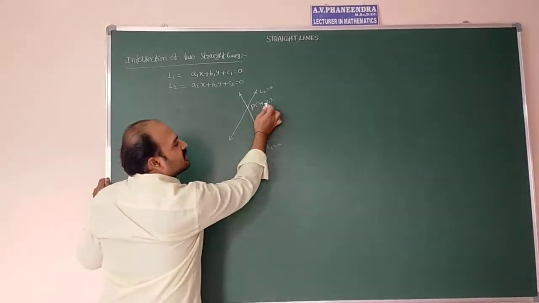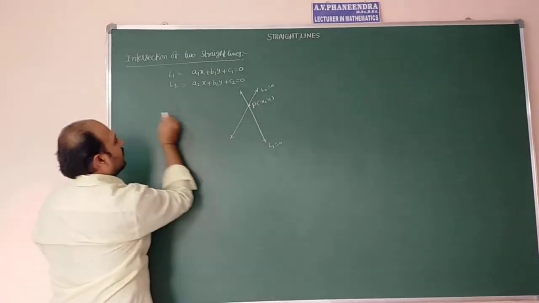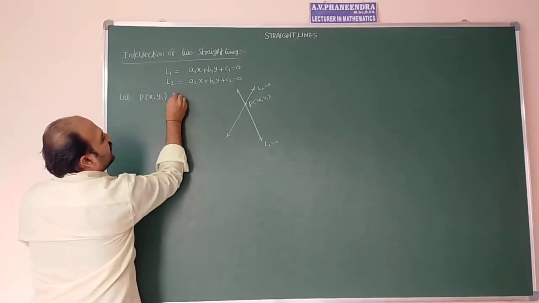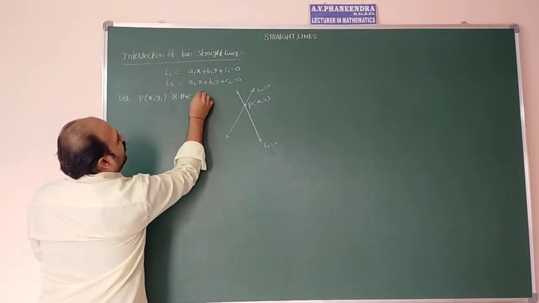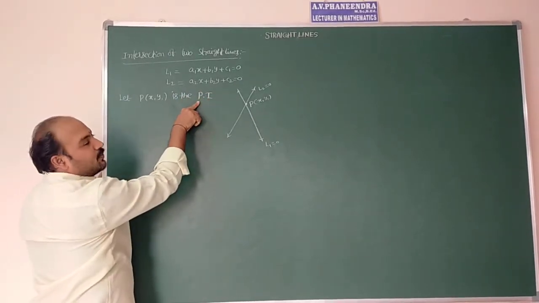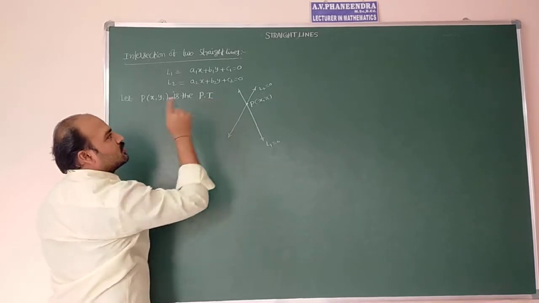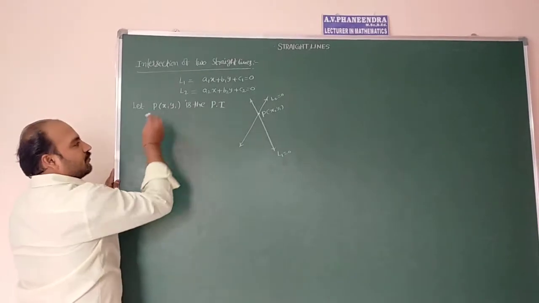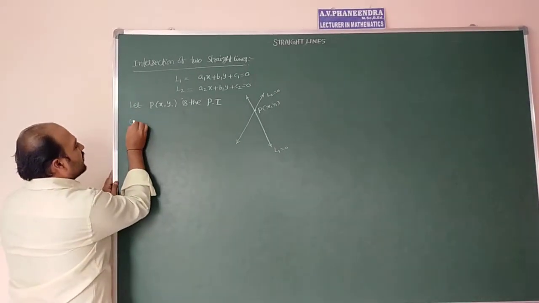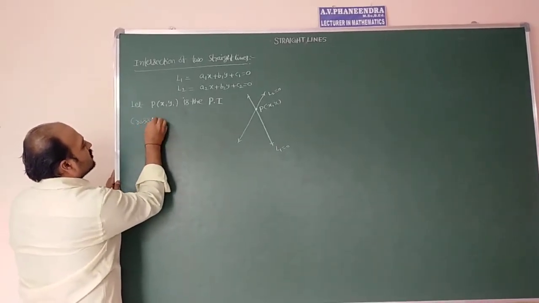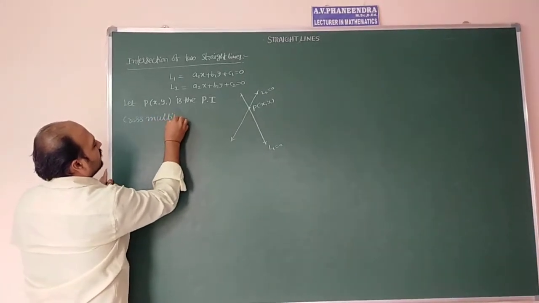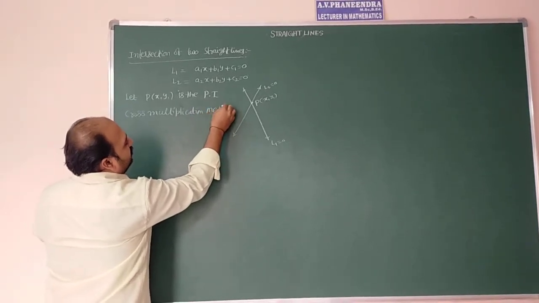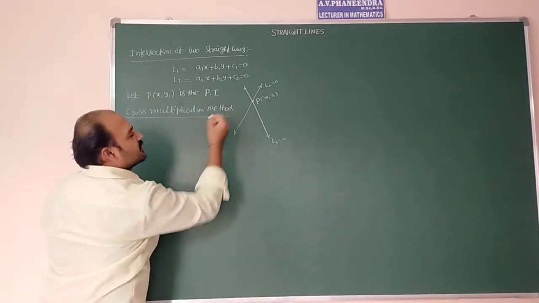The point of intersection of two lines is x1 y1. Let P of x1 comma y1 be the point of intersection. P means point of intersection. Pi. Now onwards you remember, wherever it is Pi, it will be the point of intersection. After that, cross multiplication method we are going to apply to get that point of intersection.